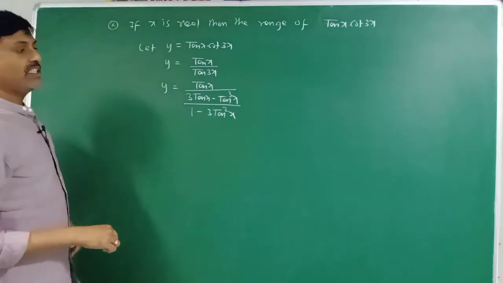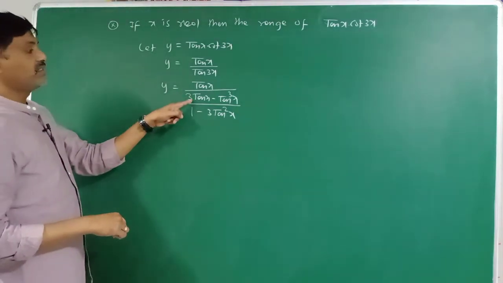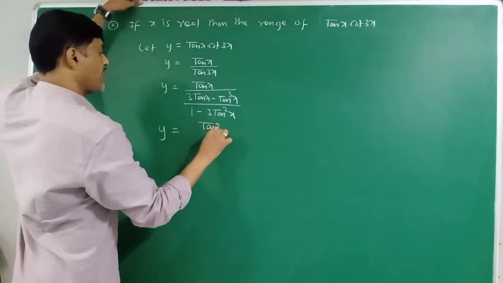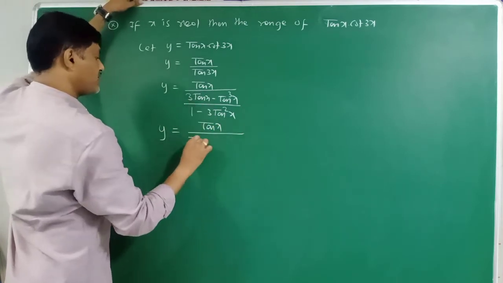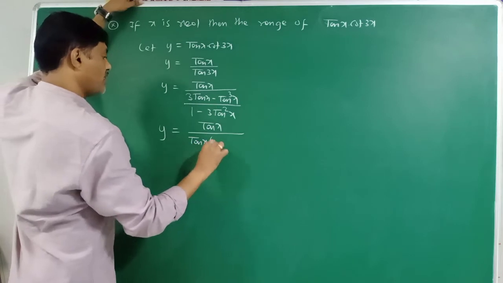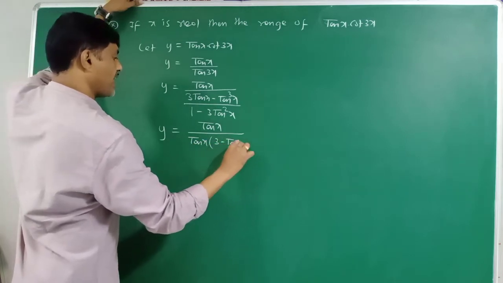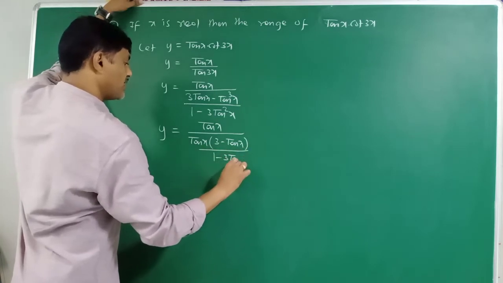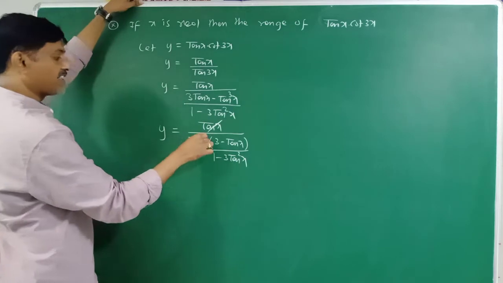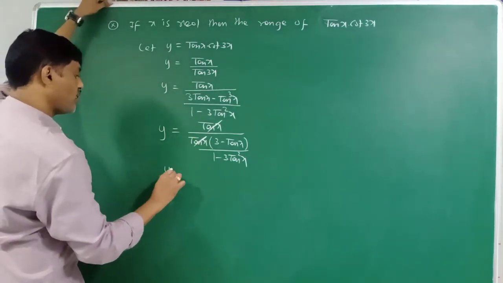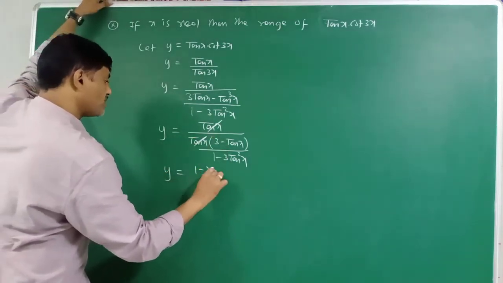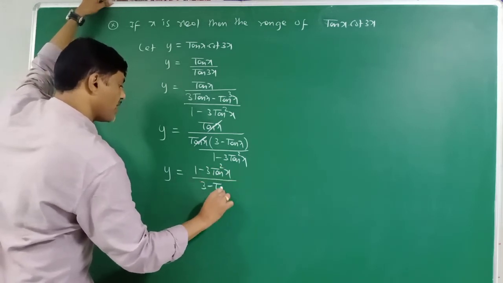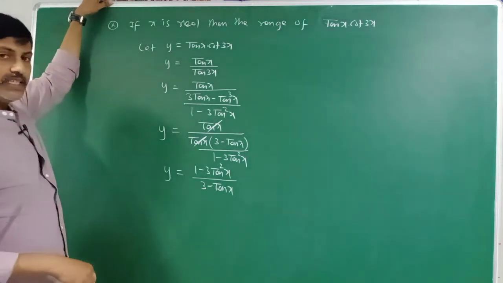1 minus 3 tan square x. Here, now tan x is common. y is equal to tan x by, here tan x is common, tan x of 3 minus tan square x, by 1 minus 3 tan square x. Here tan x gets cancelled, therefore y is equal to 1 minus 3 tan square x by 3 minus tan square x.